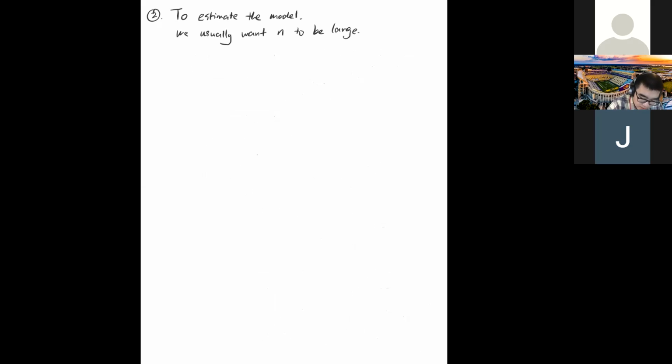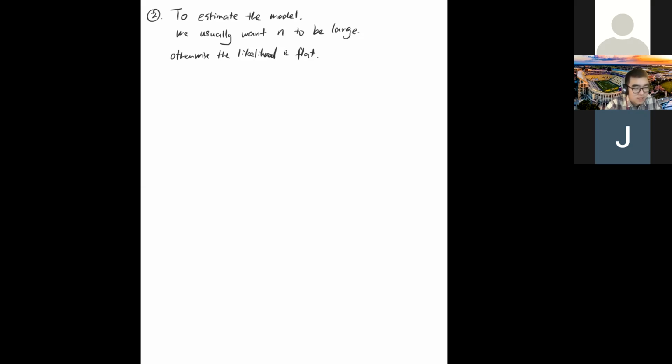Otherwise, the likelihood is flat. So n is the number of observations. That's another reason that people like to use a GARCH model for asset pricing. For example, if you use a GARCH model to study the stock price or stock return, the stock price can actually go down to the milliseconds. So that means you will have a very, very large data set, and that makes your GARCH model more reliable.